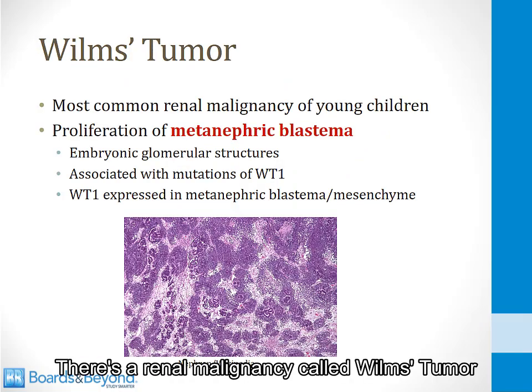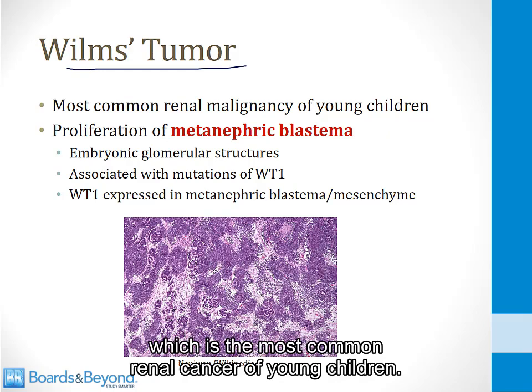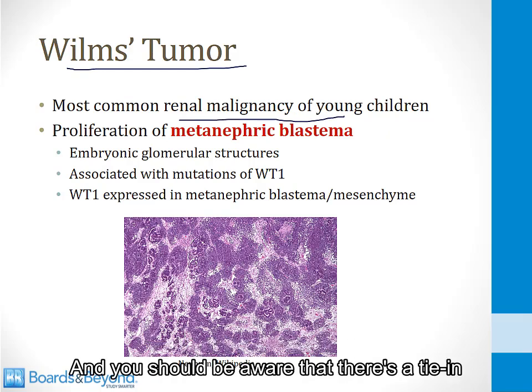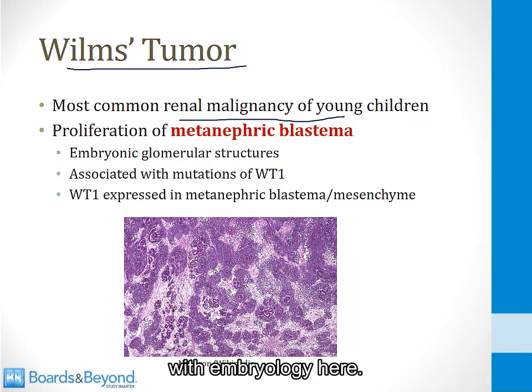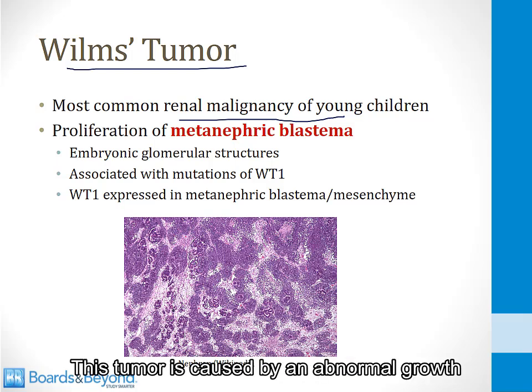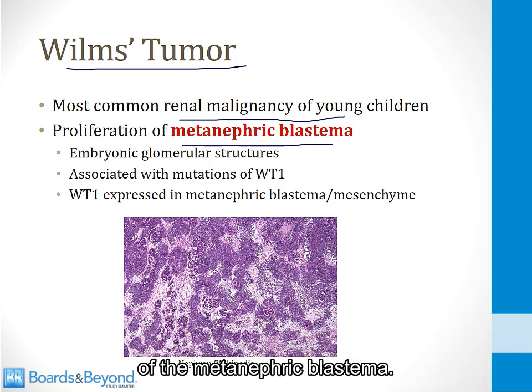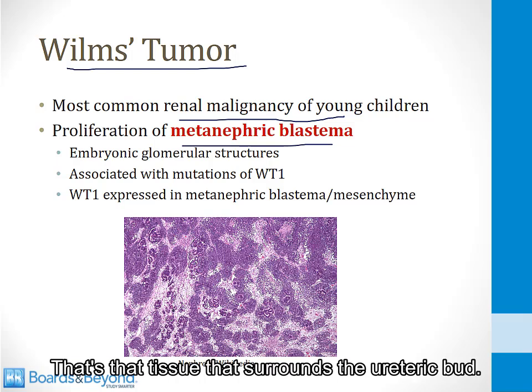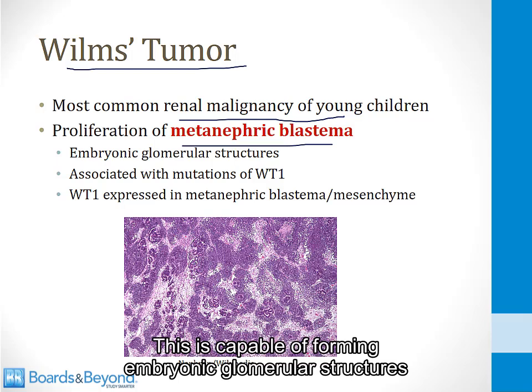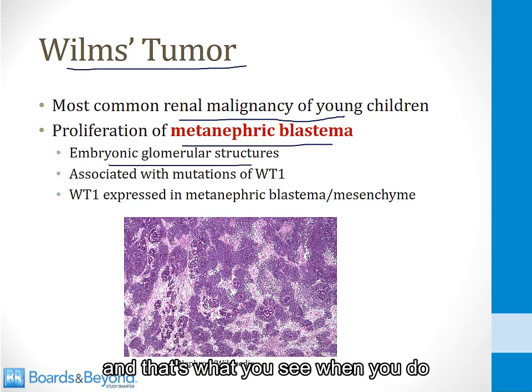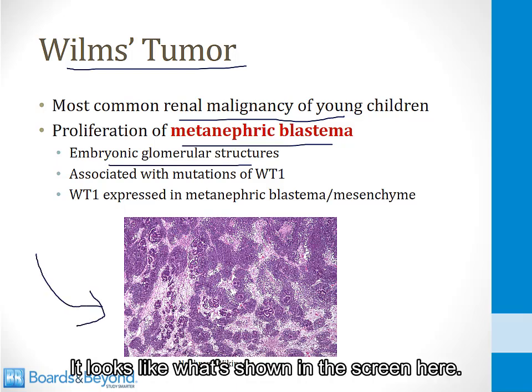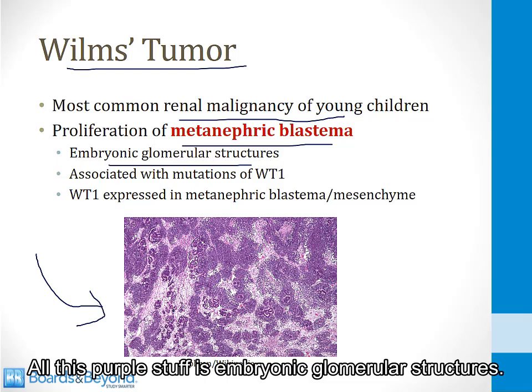There's a renal malignancy called Wilms tumor, which is the most common renal cancer of young children, and you should be aware that there's a tie-in with embryology here. This tumor is caused by an abnormal growth of the metanephric blastema. That's that tissue that surrounds the ureteric bud. This is capable of forming embryonic glomerular structures, and that's what you see when you do a biopsy of a Wilms tumor. It looks like what's shown on the screen here. All this purple stuff is embryonic glomerular structures.